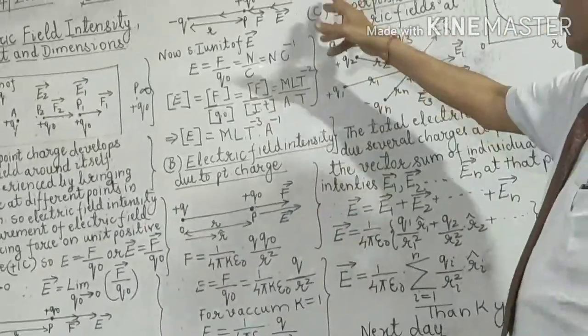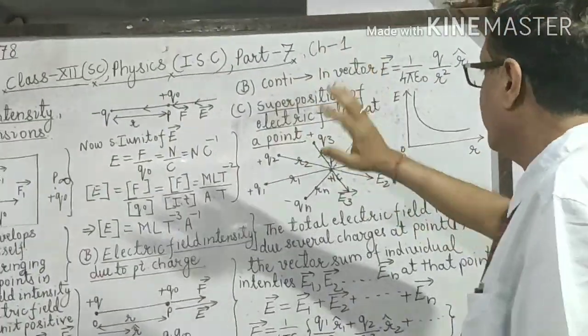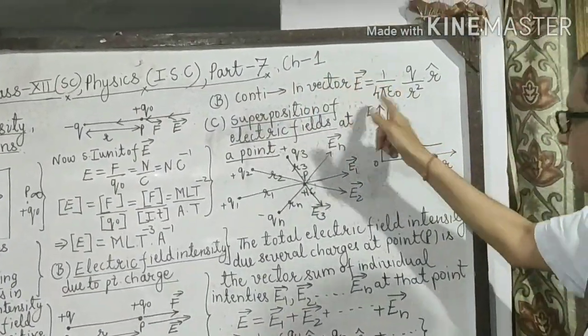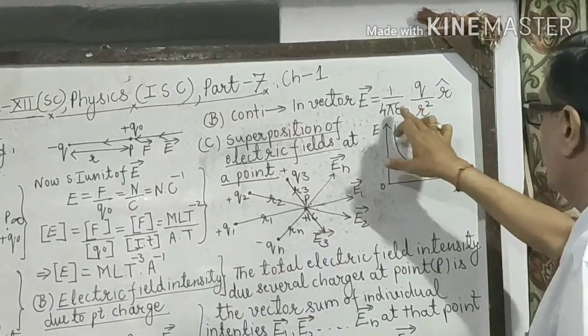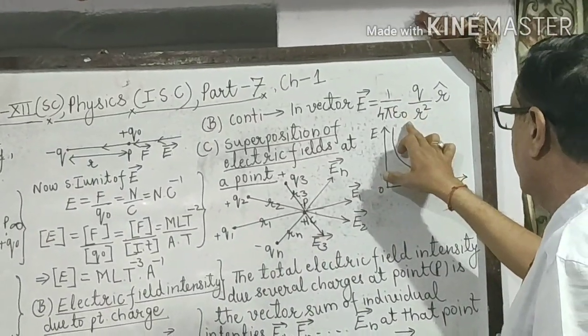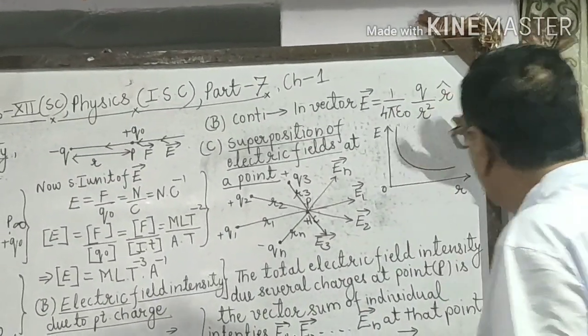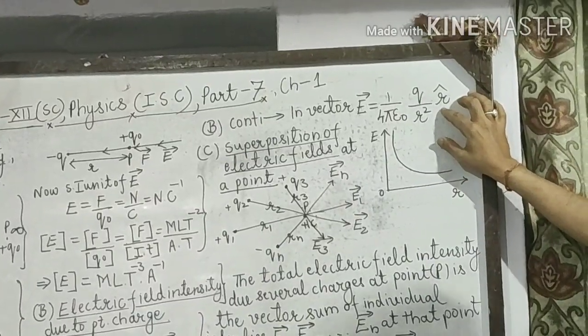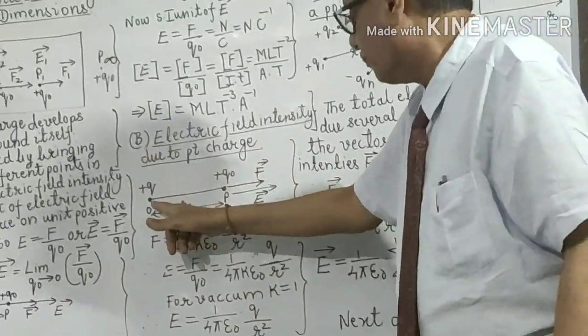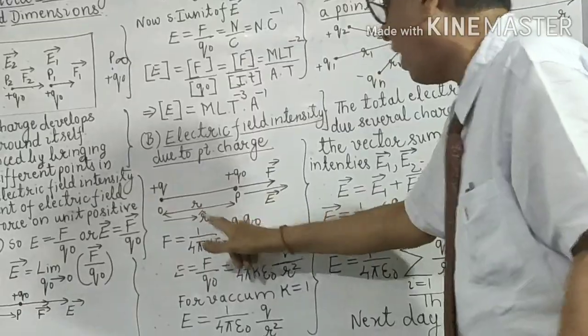Now in this part B, it is again continuing. In vector form, how can you write? E vector is equal to 1 upon 4 pi epsilon naught Q upon R square, and here you have to multiply it by a unit vector. The unit vector in the direction of OP is R cap.